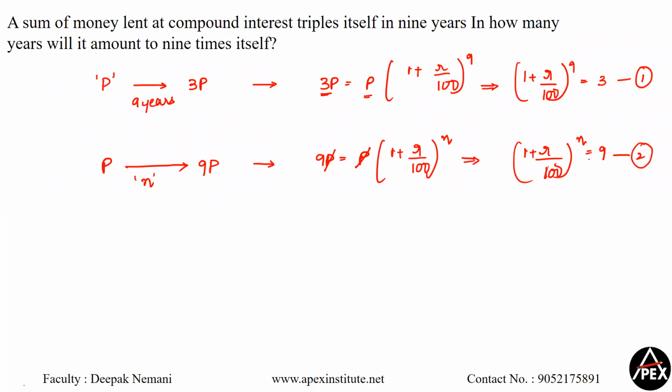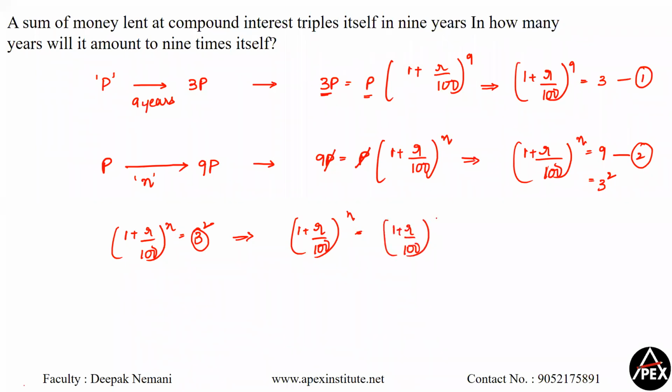This is equation 2. Now I will write 9 as 3 square. So 1 plus R by 100 power n is equal to 3 square. Now 1 plus R by 100 power 9 is equal to 3, so I will replace 3 with 1 plus R by 100 power 9. So 1 plus R by 100 power n is equal to 1 plus R by 100 power 9 whole power 2. Sorry, whole power 2, my bad.